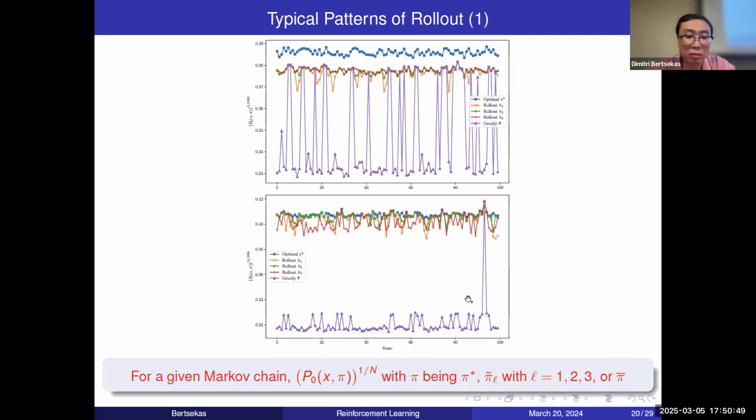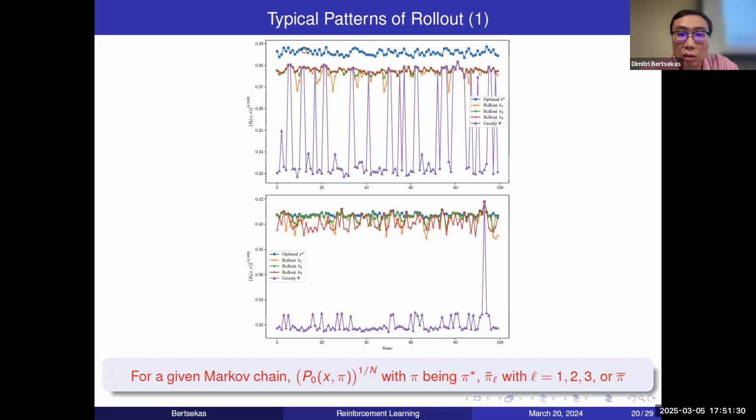Okay. So let's get to some particular patterns of the algorithmic performance. In the previous image, what I showed is the average performance characteristics of the methodology. Now, each figure, the plot here, is one particular Markov chain. The horizontal axis shows different states. Of course, there are 100 states, so they are indexed by 0, 1, 2, 3 until 99.